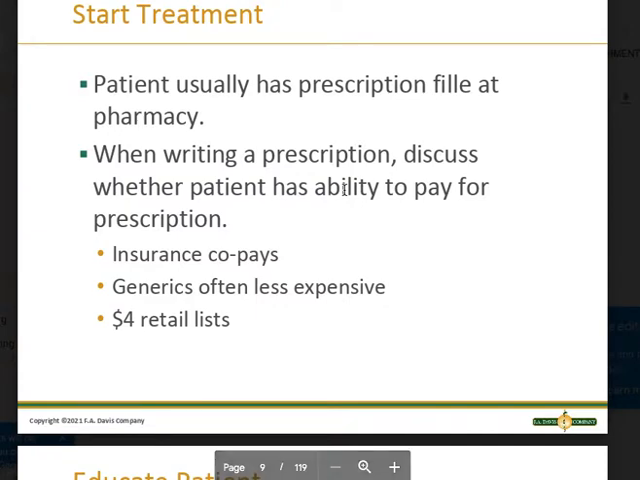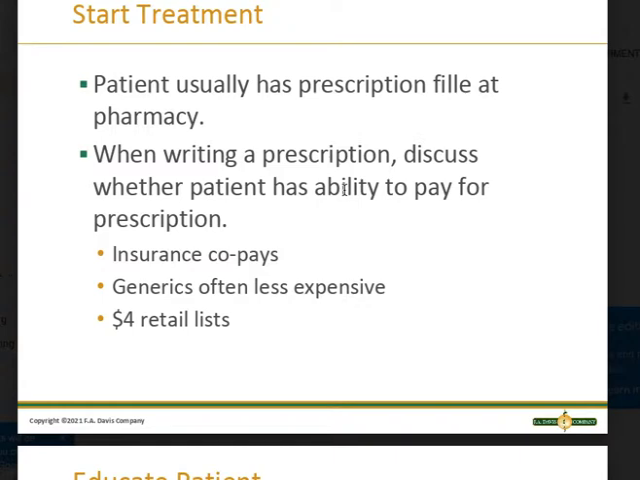And again, these are all good slides, but we're not going to talk on each one of them. So when you start a treatment, it's important to talk about, when writing a prescription, whether the patient has the ability to pay for the prescription. These 3 things listed here under these bullets are great. They're also a gigantic pain.